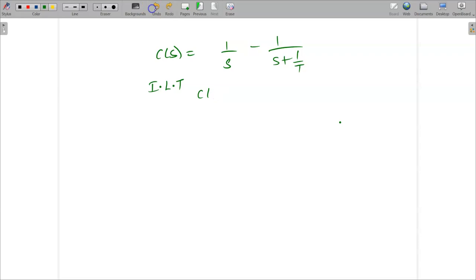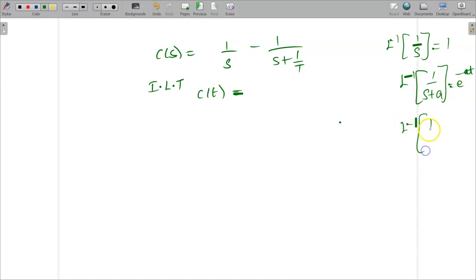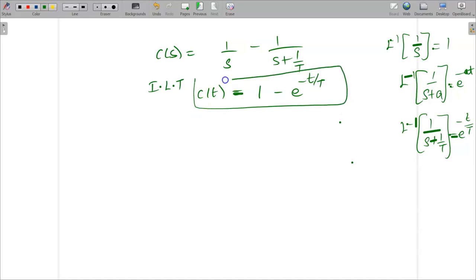So c(t), when I apply inverse Laplace, C(s) will become c(t), and the inverse Laplace of 1 by s is 1. The inverse Laplace of 1 by (s plus a) is nothing but e power minus at. So using that, it is 1 by (s plus 1 by capital T), so it is e power minus t by capital T. So c(t) is nothing but, for this term the inverse Laplace is 1, and for this term e power minus t by capital T. Okay, this is your c(t).